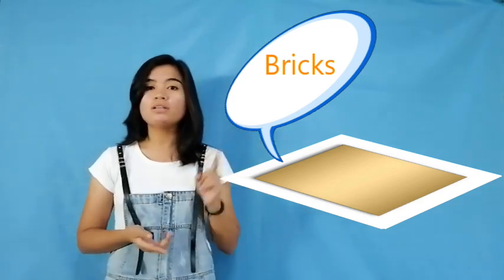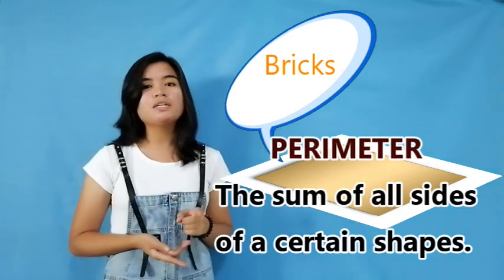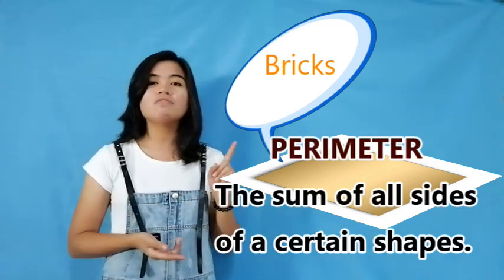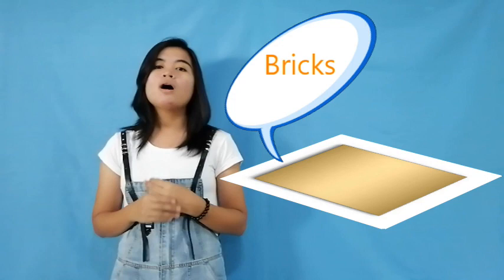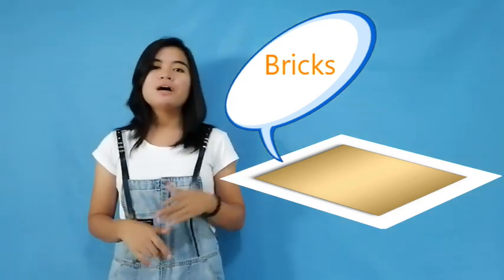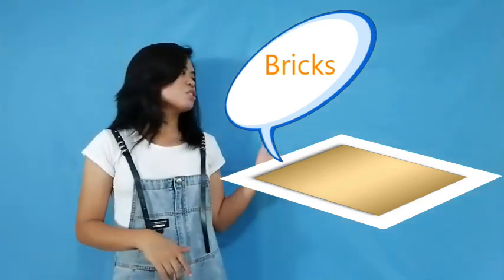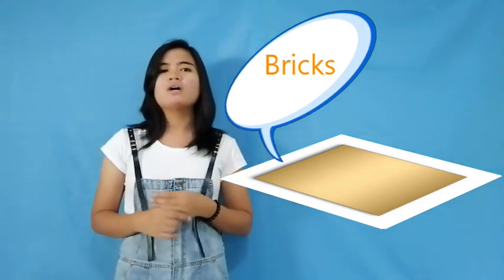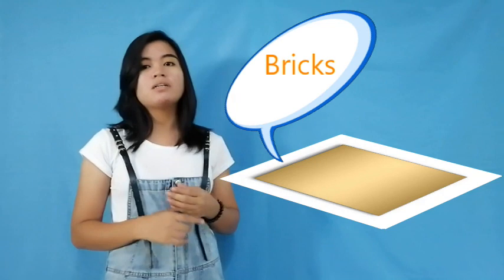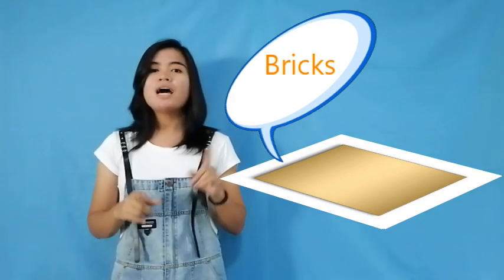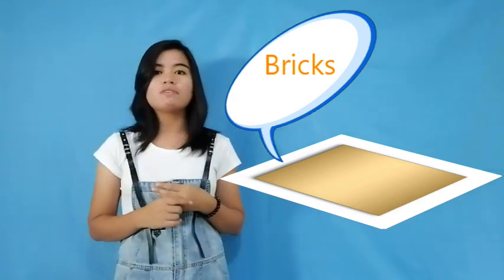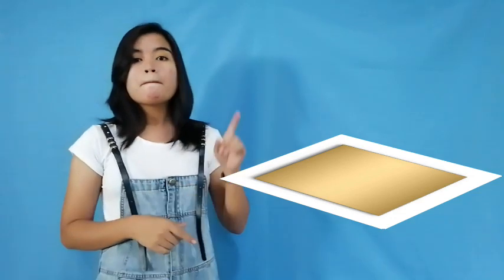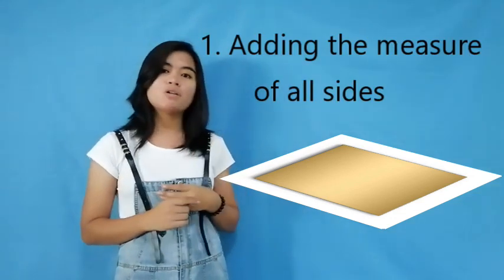But first, what is perimeter? When we say perimeter, this is the sum of all sides of a certain shape. So going back to the figure, we can see that this square floor is a regular shape. Now, how do we solve the perimeter of a regular shape? I can show you two ways of solving it. First is by adding the measure of all sides.